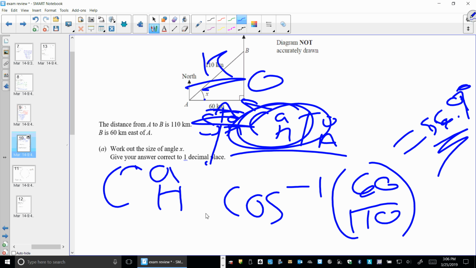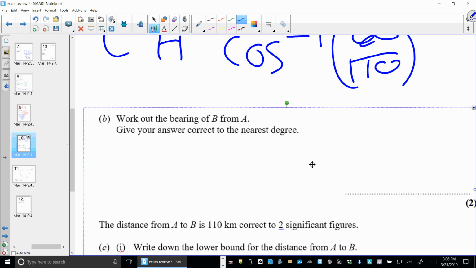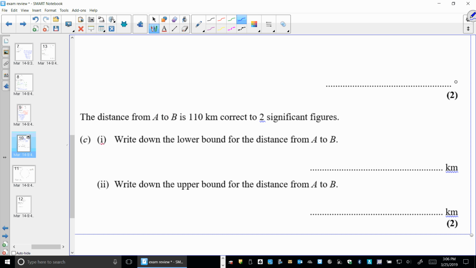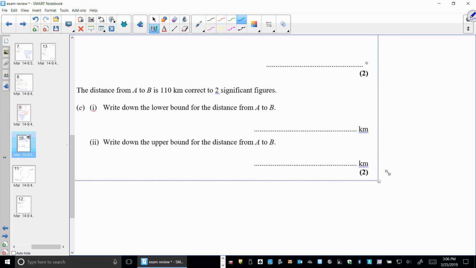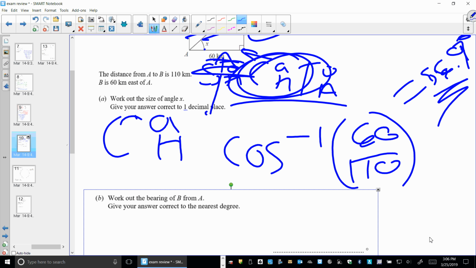Saracen, what's the formula for the sum of the interior angles? n minus 2 times 180. Right, there's a part B. Okay, so you've got a bearing.